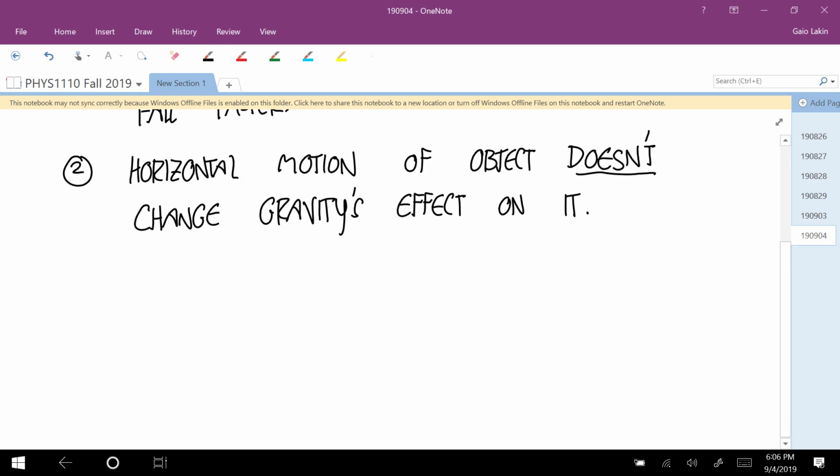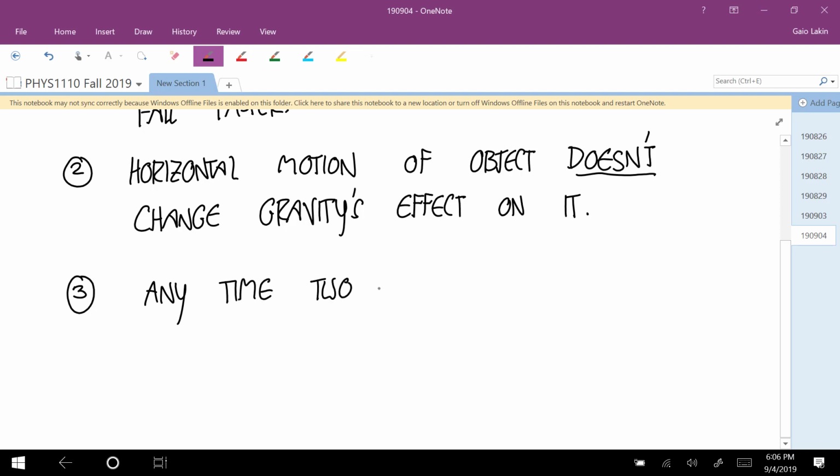Okay, so the third one is the one that says when two things are in contact, like when two things are pushing on each other, well, anytime two objects are in contact, they apply the same size force to each other.